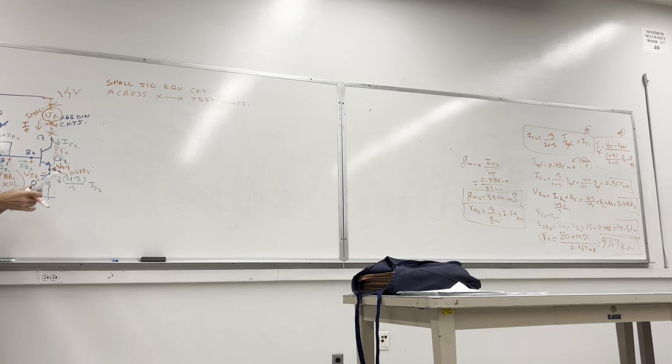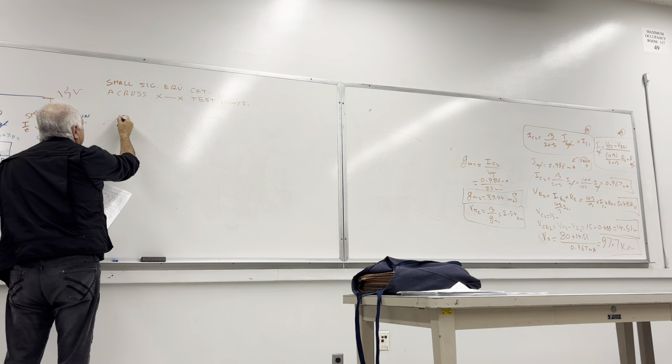So here comes the model. Number one, supply is ground. This is the collector node of that transistor. Here.